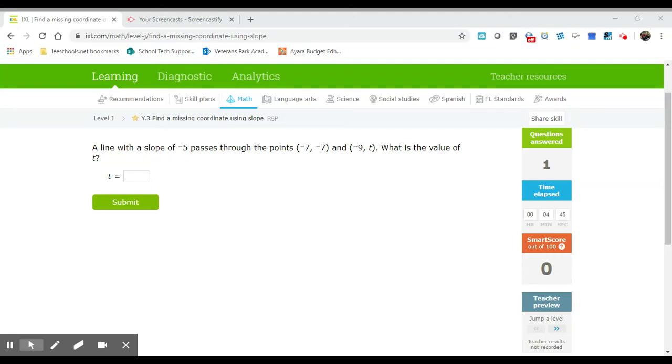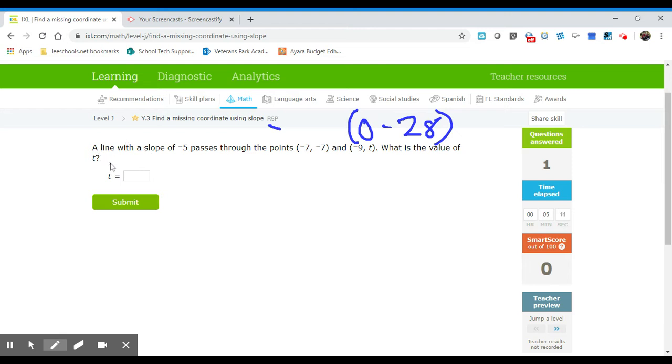Okay, class, today we are working on a lesson called Find a Missing Coordinate Using Slope. And this is the code R5P on IXL. And this particular video goes from a smart score of 0 to 28 before they start to change and get a little bit more difficult.